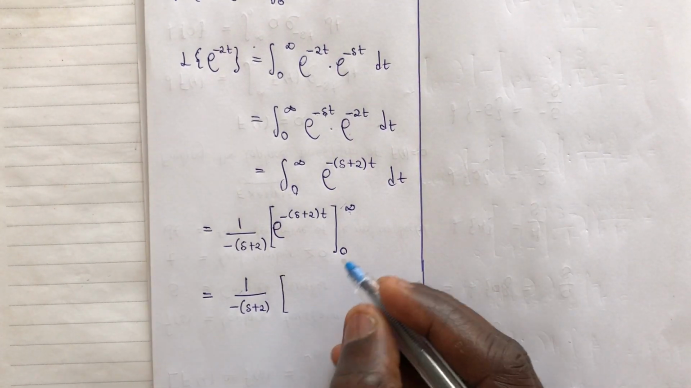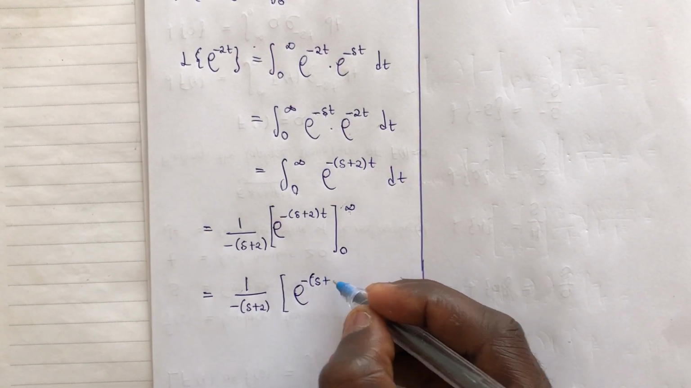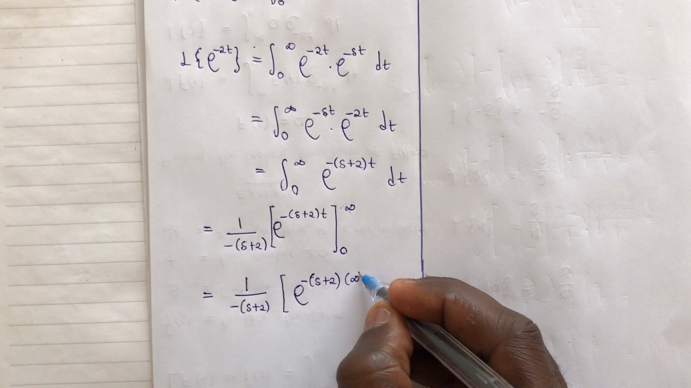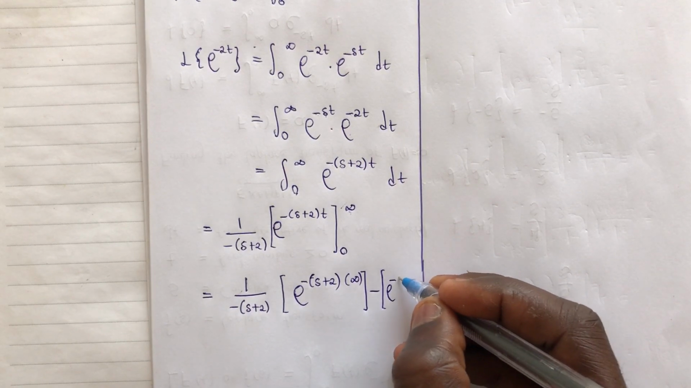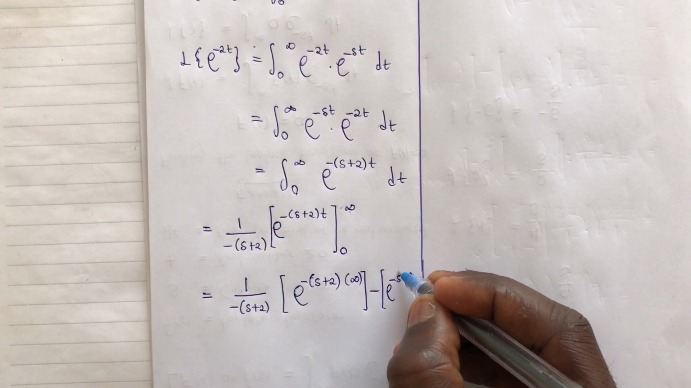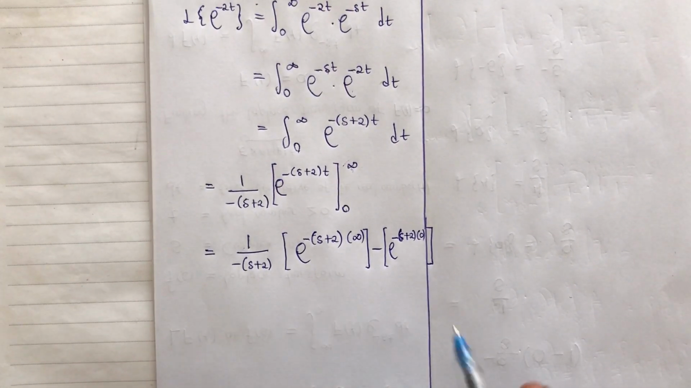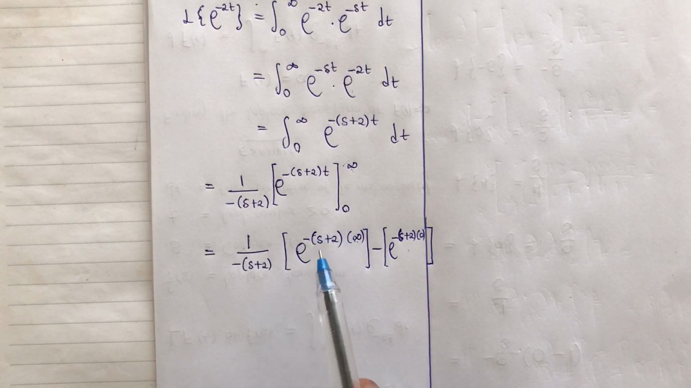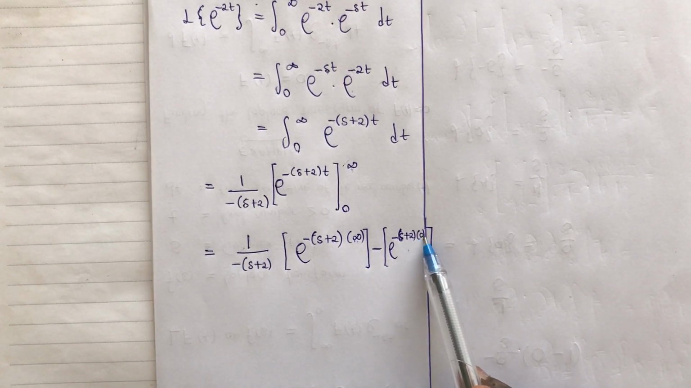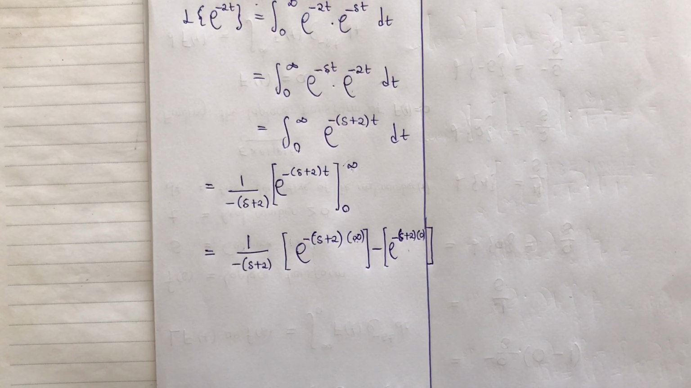Then we introduce our upper limit for t. Then we have e to the negative s plus 2 times infinity, close this bracket, minus the same thing, negative s plus 2, there's a bracket here, 0, close this. So now this is upper limit minus lower limit. Remember that as t approaches infinity, the whole result here converges to 0, and this side is 1 because a variable to the power 0 is 1.